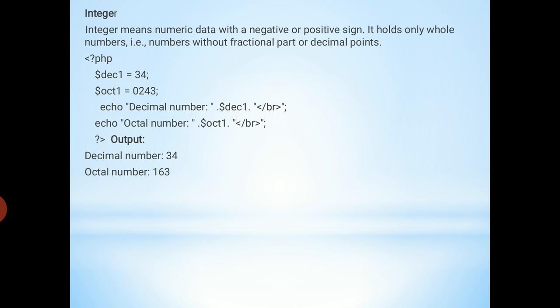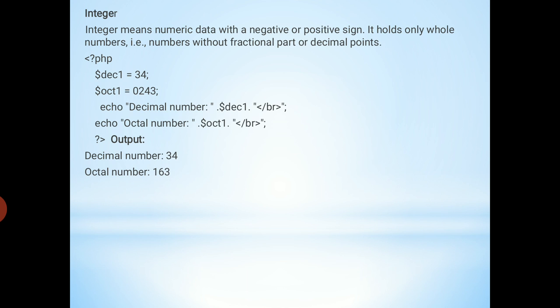Second scalar data type is integer. Integer means numeric data with a negative or positive sign. It holds only whole numbers. An integer can be either a positive or negative value. An integer must not have a decimal point. Integer must have at least one digit.